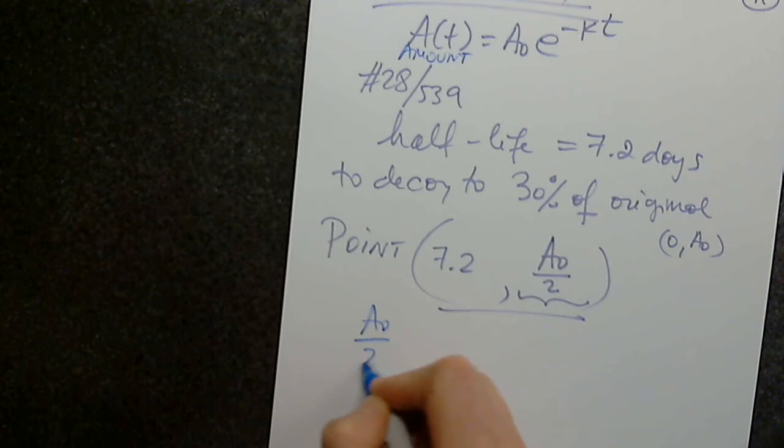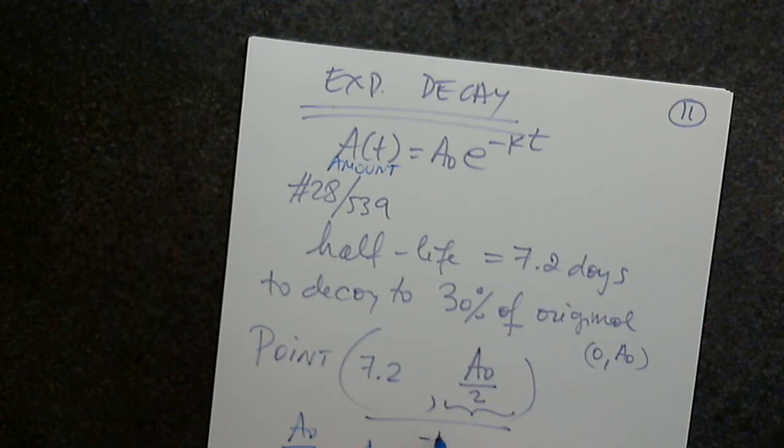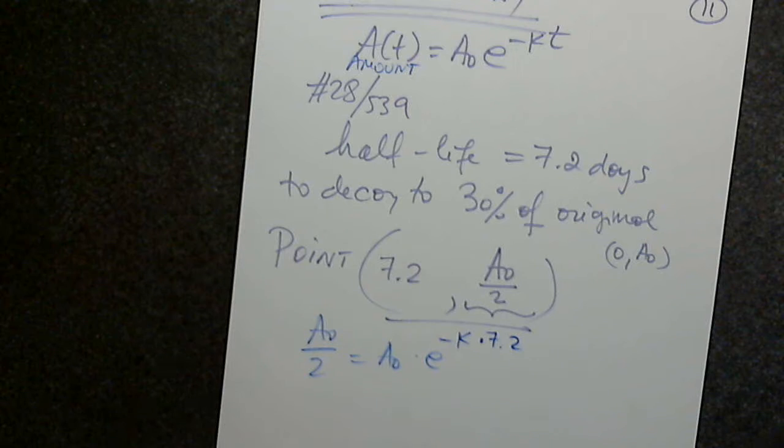Exactly. A0 over 2 equals A0 times e to negative k times? Excellent. 7.2 indeed. Do we understand this? This is crucial because I don't want you to memorize. I can tell you, memorize that the half-life is natural log 2 over r. But why? Is it clear?